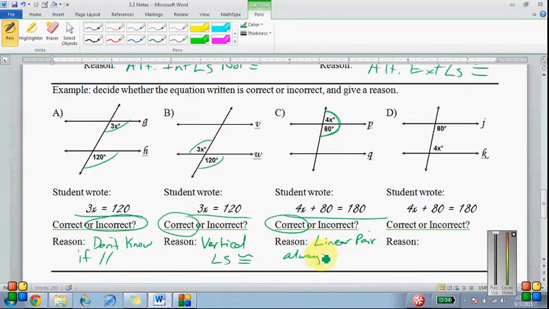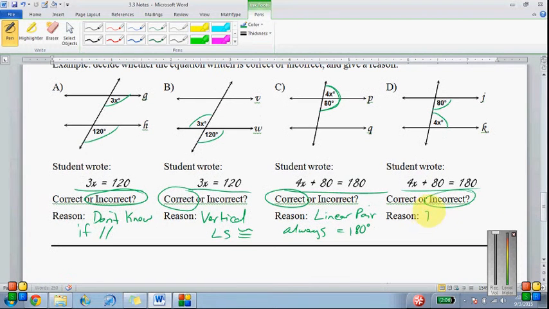Here, however, we've got 80 and 4x, which are same side interior angles. The student wrote that 4x plus 80 equals 180. Again, this is incorrect because we don't know if these lines are parallel, so we can't say anything about the same side interior angles. Don't know if the lines are parallel.